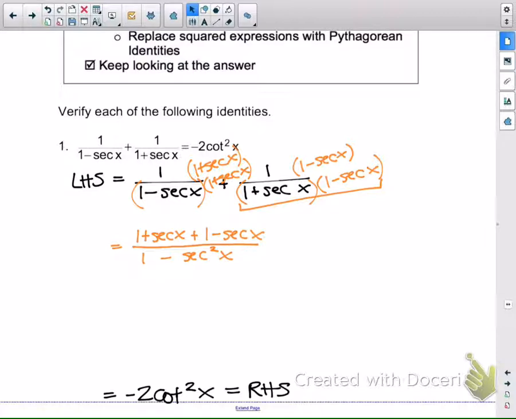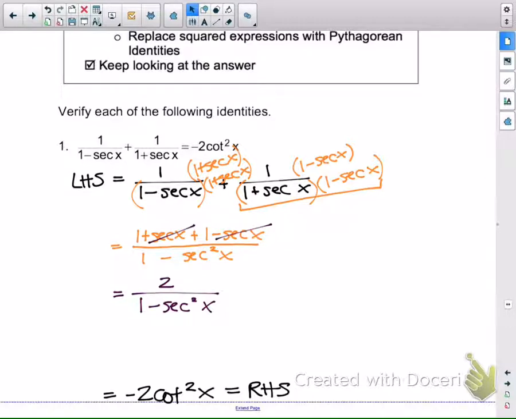All right, I'm going to pause here. Any issues with where we're at right now? This looks really complicated, and it's going to go very quick from here. Any issues with that step? All right, what happens here? My secants cancel, and what do I get on the top? A 2. All right, that's as far as I can get with my algebra.